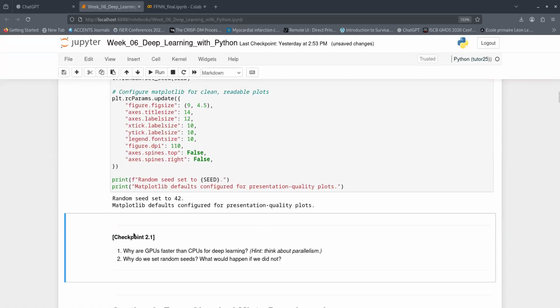So our checkpoint 2.1 is the question: why are GPUs faster than CPUs for deep learning? And why do we set random seeds? I just answered this question. What would happen if we did not? So all those questions are just for you to remember why it is important to use GPU instead of CPU for deep learning. The hint here is to think about parallelism.